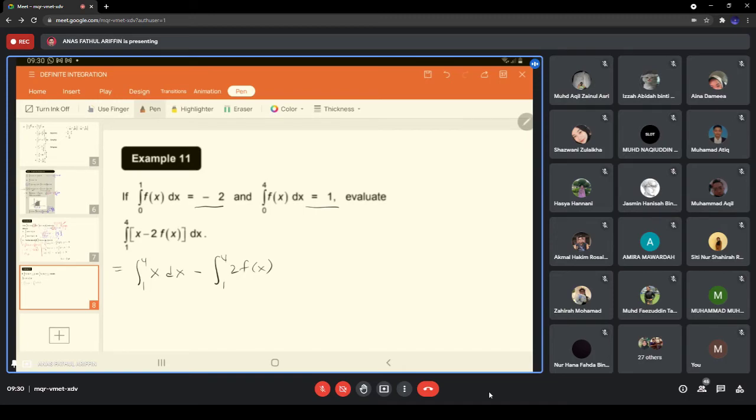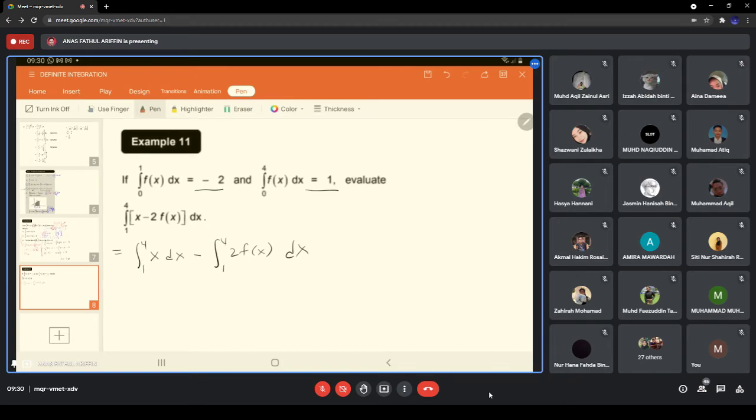Tapi kat sini kita ada apa? Oh yang ni kita boleh integrate macam biasa dulu. Kita integrate seperti biasa. This one kita ada dx. And then for this function we can integrate dah. Sebab x ni kita boleh integrate direct je. So kita akan dapat apa? X square over 2 and then limit dia from 1 to 4. Betul?